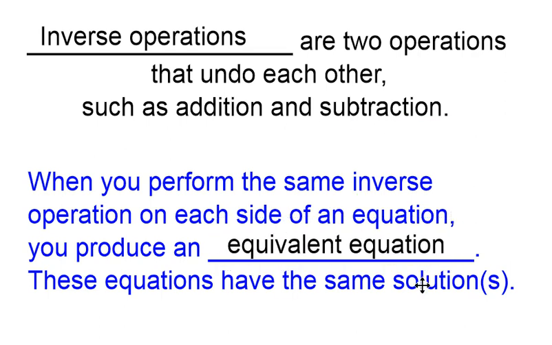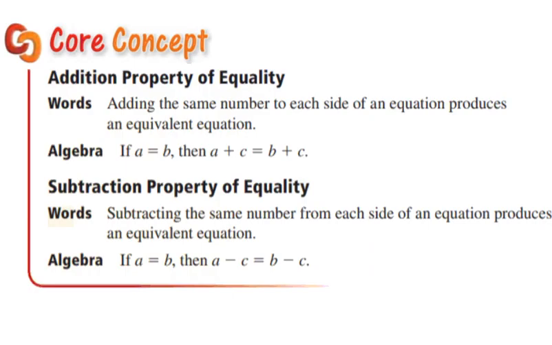And these equations have the same solutions. So that is what we're going to be using on every one of these problems. We're going to perform the same inverse operation on both sides of an equation to produce an equivalent equation and ultimately solve for a variable. The two properties we're going to use right away are called the addition property and subtraction property of equality. What this says is if you add the same value to both sides or subtract the same value from both sides of an equation, the equation remains true.